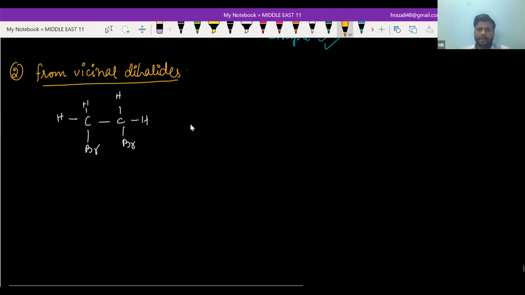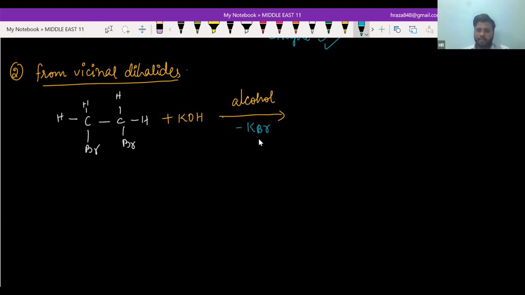First, we are going to treat it with potassium hydroxide. When we treat it with potassium hydroxide in the presence of alcohol, KBr will be eliminated. KBr will be removed as well as H2O from here. So the product here will be formed. It will be CHH, and one of the Br will be here.